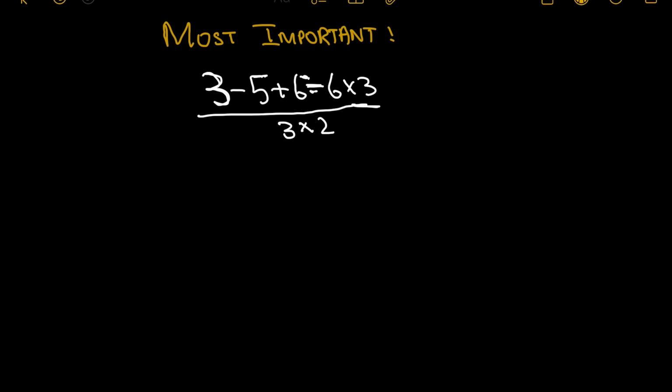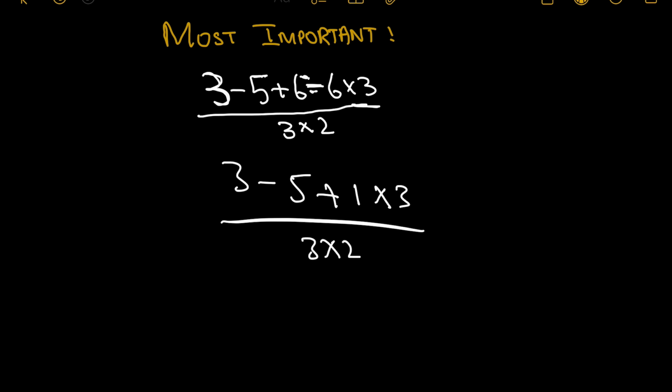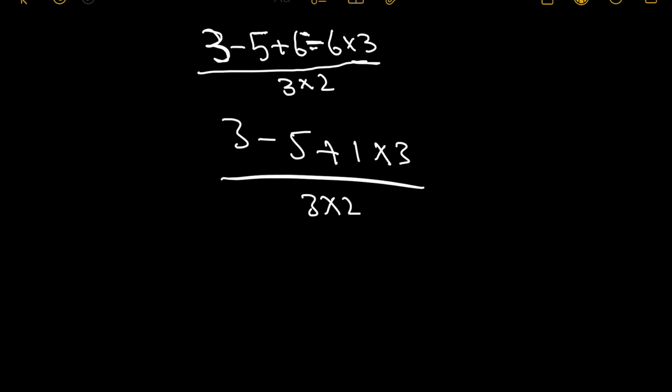3 minus 5 plus 6 divided by 6 is 1, multiplied by 3 divided by 3 multiplied by 2, that is 3 multiplied by 2. And now we first simplify the multiplication. 3 minus 5 plus 1 multiplied by 3 is 3, divided by 3 multiplied by 2 is 6.